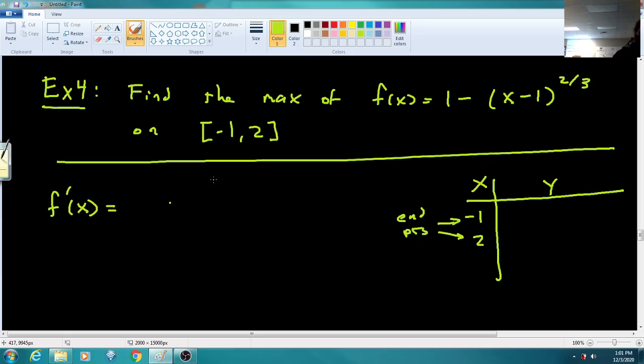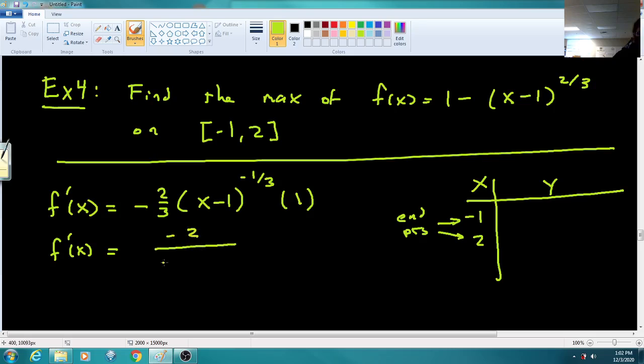Derivative of 1, 1's a constant, so it drops. The rest of this part here is going to require the chain rule. So we have a negative, the 2/3 comes down, leave the inner part alone. We've got the 2/3 in the power, we're going to subtract 3/3 from it, so 2/3 minus 3/3 is -1/3, and then I've got to multiply by the derivative of x minus 1, which is 1. So if I rewrite this a little bit cleaner, I have -2 over 3 times the cube root of x minus 1.